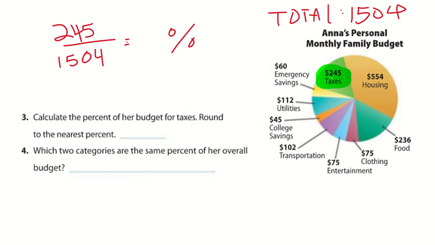245 divided by 1,504. I get about 0.162. This can just be rounded to 16%. So 16% is her budget for taxes.